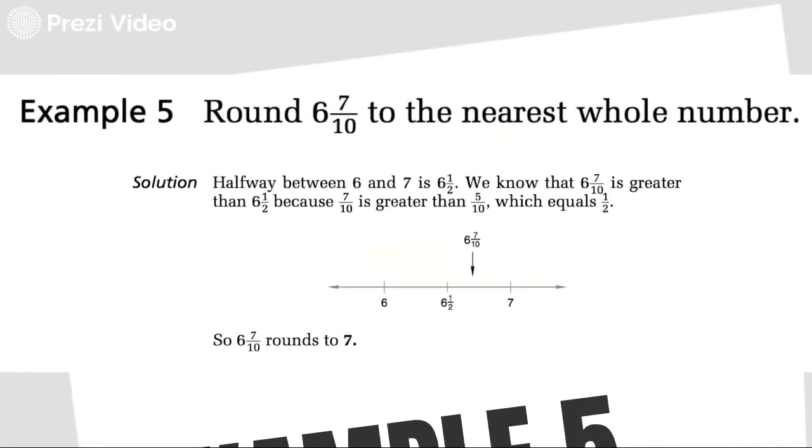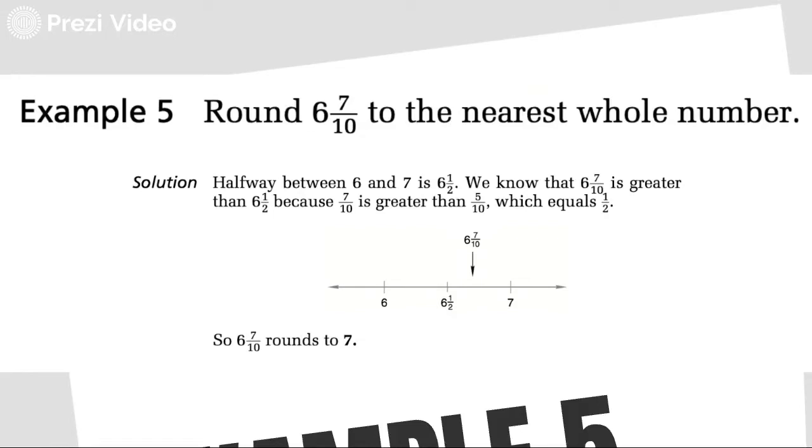So example 5. This time you're going to use a number line. We're going to round 6 7/10 to the nearest whole number. Now, a whole number is a number without a fraction attached to it. So like 1, 2, 3, 4, etc., going on the line. If I have 6 7/10, I know that if it's less than 1/2, I'm going to go down to 6. The next number up is 7. So if it's greater than 1/2, it's going to move up to 7.